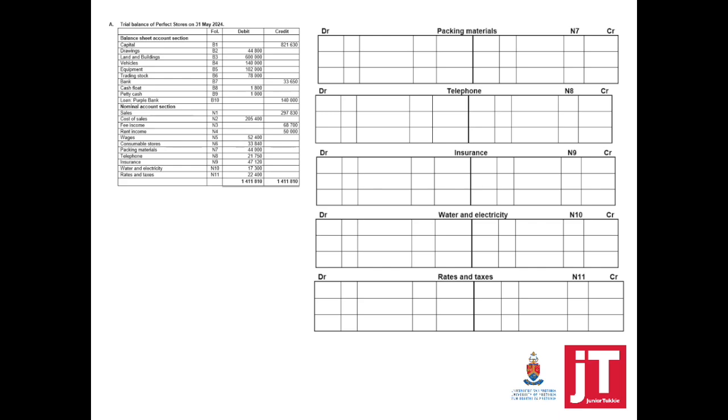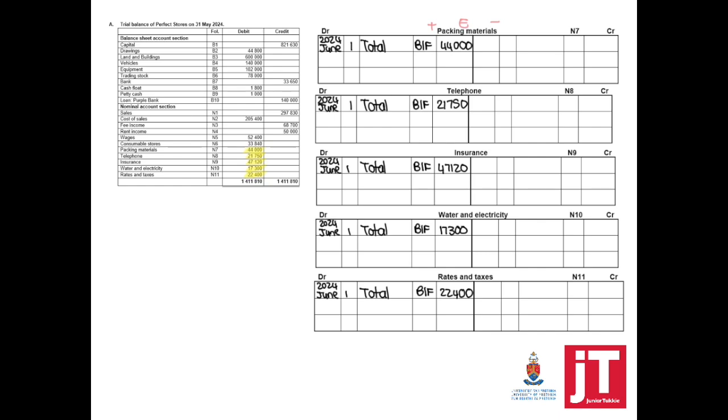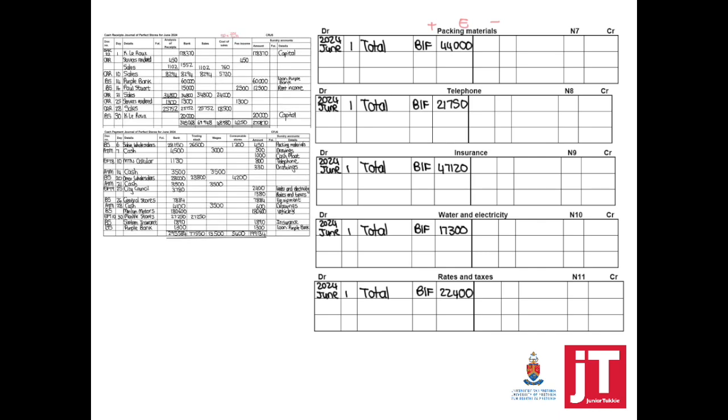If we look at the following, packing material, telephone, insurance, water, electricity, and rates and taxes, all of these are regarded as an expense. The plus is on the debit side, and it should be the same as it appears in the trial balance. This means that the total brought forward will appear on the debit side. Posting from the CRJ and the CPJ. Always check both, because we could have gotten a refund, a cash refund. So always check the cash receipts journal as well as the cash payment journal.